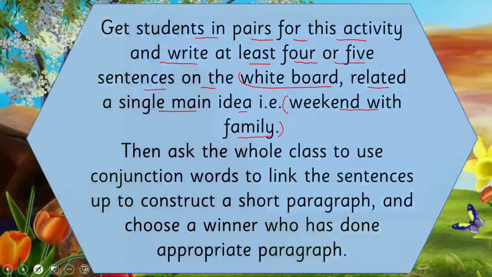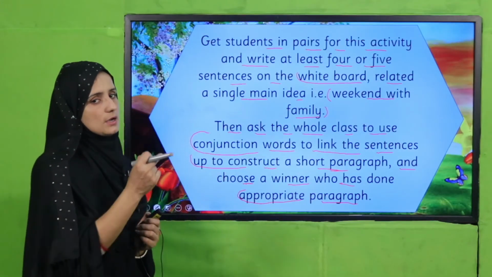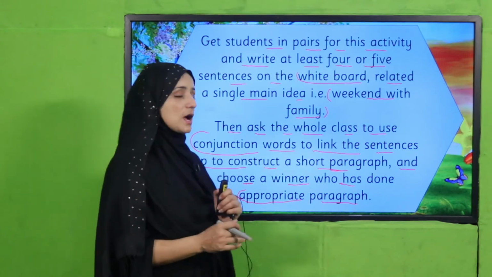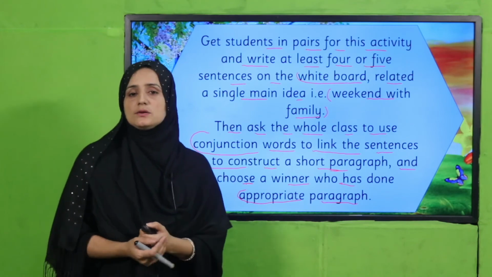Then what will you do next? Ask the whole class to use conjunction words to link the sentences up to construct a short paragraph, and choose a winner who has written an appropriate paragraph. So you will engage the class and give them the task to write a short paragraph using the conjunctions that we have already learned, and the best paragraph wins. Then you will choose a winner. Practice this activity in your class.